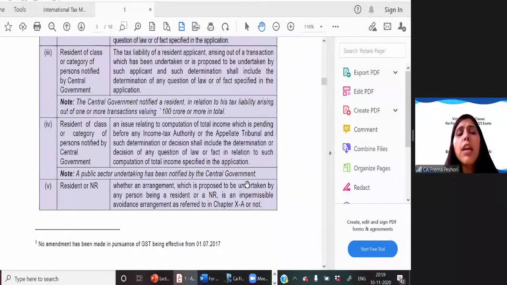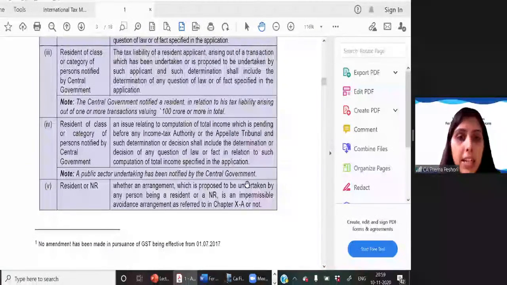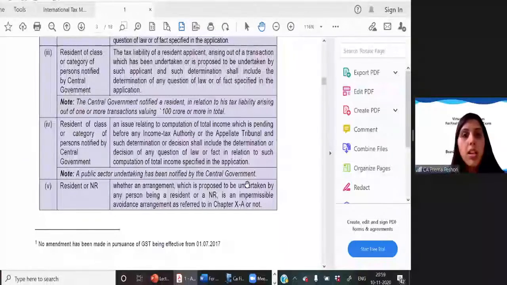Clear? In which cases you cannot go to the AAR? You cannot go to the AAR where a resident applicant has a decision pending before the income tax authority or the tribunal. A public sector company can go to the AAR even if the decision is pending before the ITAT or income tax authority. But resident companies other than public sector companies cannot go to the AAR if a decision or appeal is pending before the income tax authority or appellate tribunal. Clear? So in that case, they cannot pursue both remedies. Is it clear? Any doubts?